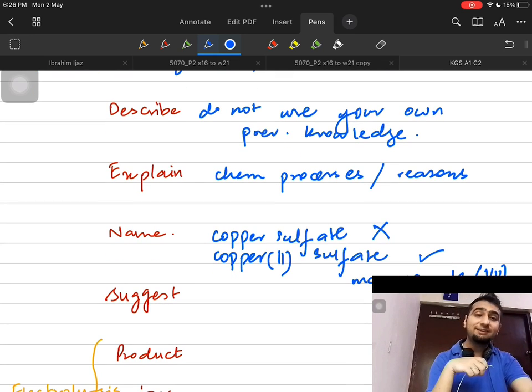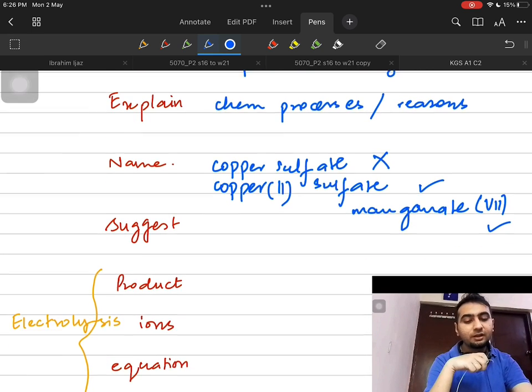When they want you to suggest something, that's an open-ended question. So you can use your own understanding. You can write the chemical formula. You can write the name. That is both okay because they're not asking for it specifically. So you can do that.